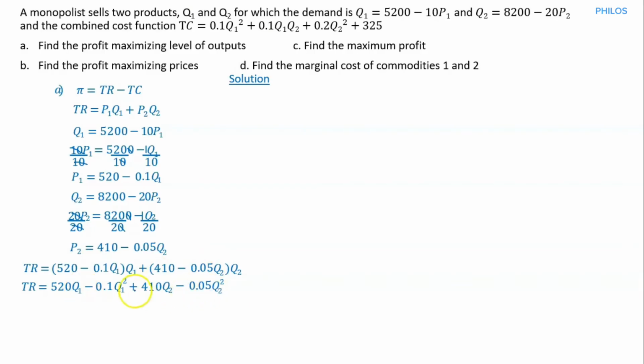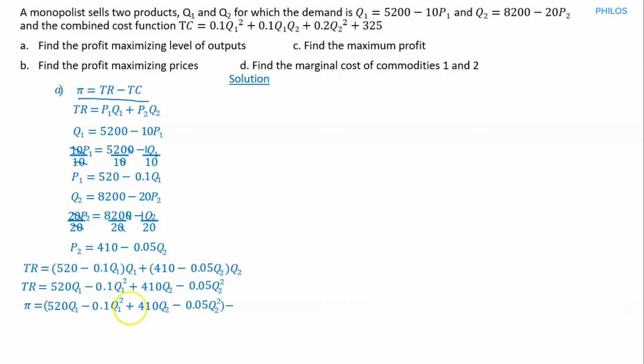Okay. So now we know the total revenue function to be 520 Q1 minus 0.1 Q1 squared plus 410 Q2 minus 0.05 Q2 squared. So now that we know the total revenue function, and then we know the total cost function from the question, we can now substitute them here to know the profit function. So profit will be equal to, we are substituting total revenue first. Okay, so we have 520 Q1 minus 0.1 Q1 squared plus 410 Q2 minus 0.05 Q2 squared.